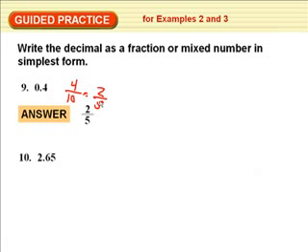Those are easy. 2 and 65 hundredths. 2 and 65 over 100. Divide those both by, 2 stays there. Divide them by 5. That would be 20. I think 65 divided by 5 is 13. Let's see if I'm right. Yep.